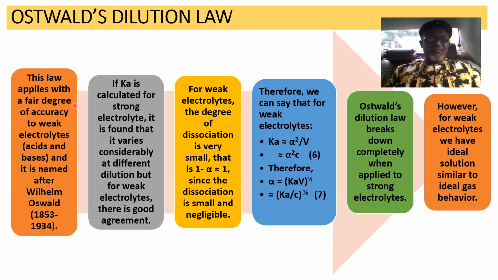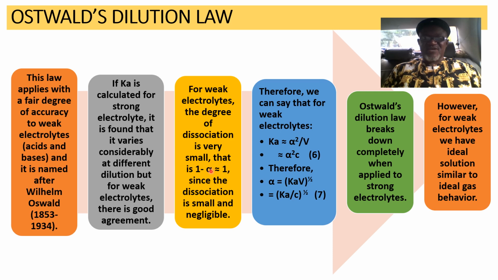Now this law applies with a fair degree of accuracy to weak electrolytes, that's acids and bases, and it is named after Ostwald. If Ka, the dissociation constant, is calculated for a strong electrolyte, it is found that it varies considerably at different dilutions. But for weak electrolytes, there is good agreement. For weak electrolytes, the degree of dissociation is very small. That is, 1 minus alpha is approximately 1.